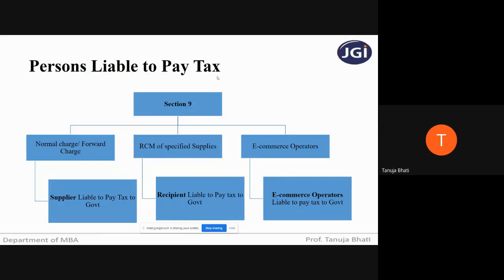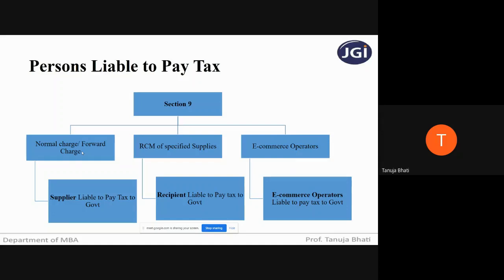Now let us first understand forward charge. I had already explained, but this is a little more in depth. Under GST law, as we know, students, generally the supplier, who sells the goods or services, collects tax from the recipient. Who is the recipient? He is the buyer or customer of the goods or services or both. So the supplier collects the tax from the recipient and pays the tax to the government.